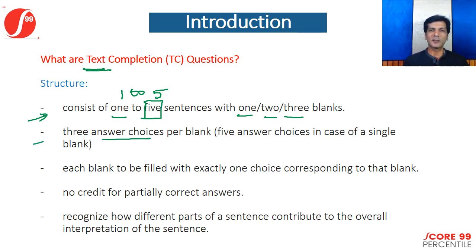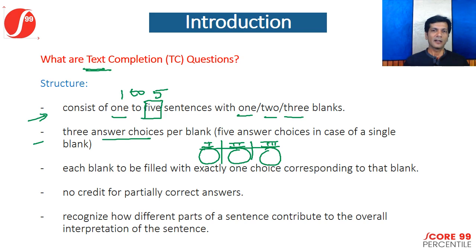Three answer choices per blank will be your answer options. So if you have three blanks, you're given three answer options each. Let's say you have three columns, let's call them column 1, column 2 and column 3. So in three columns you have three answer options. What you have to do is select the right answer option from each column that corresponds to that particular blank. So for the first blank you choose one from three choices here. For the second blank you choose one from three choices here, and for the third blank you choose one from three choices here.